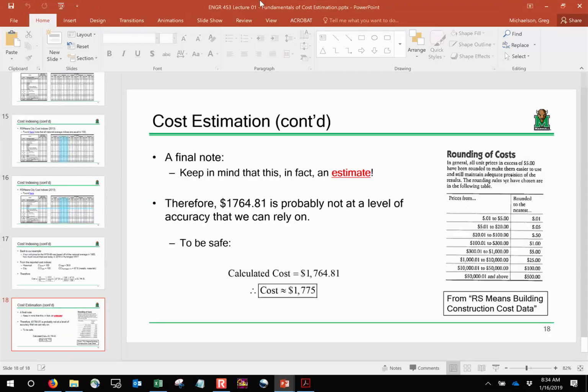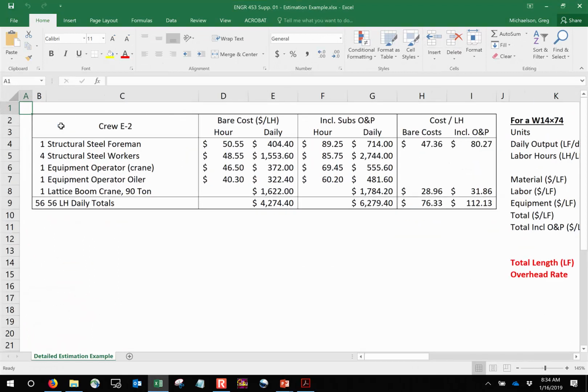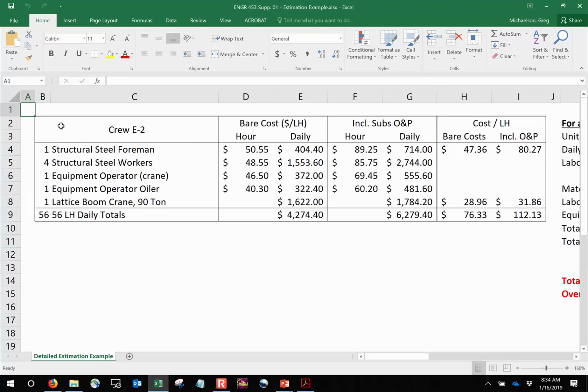I do want to show you something else. I posted this on Blackboard. Now, this book that you're passing around, if you look in the back of the book, like I said, you will see crews. You'll see work crews, okay? Now, I have here crew E2. If you look at the crews, they list different workers and equipment based on the type of installation that's being done. So let's look at this work crew.